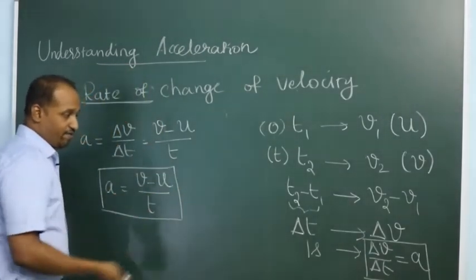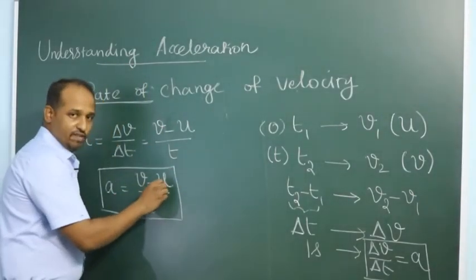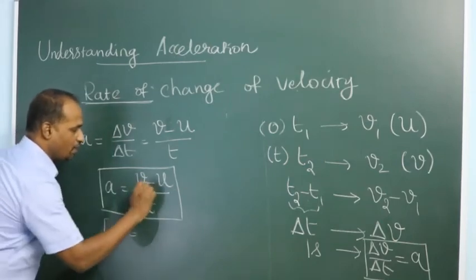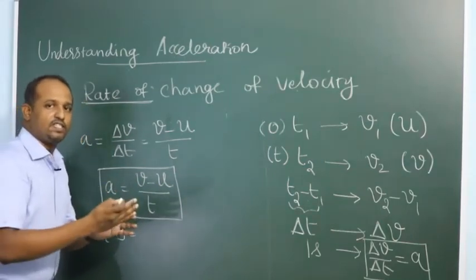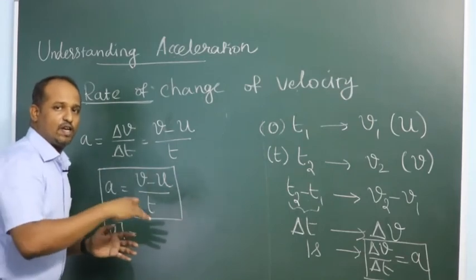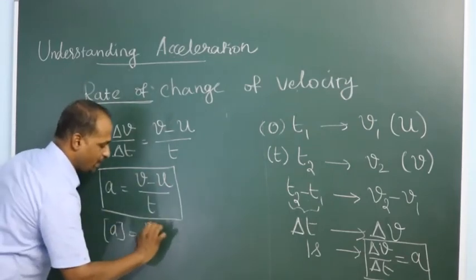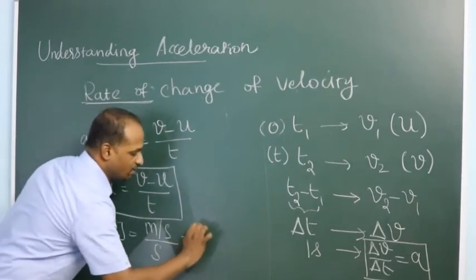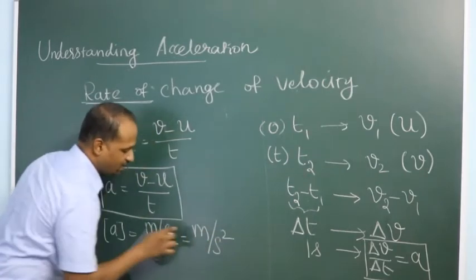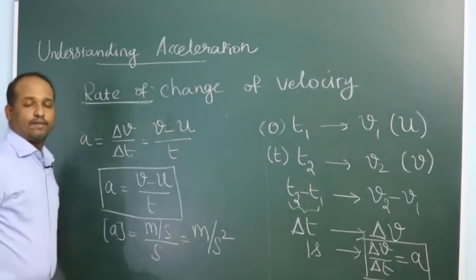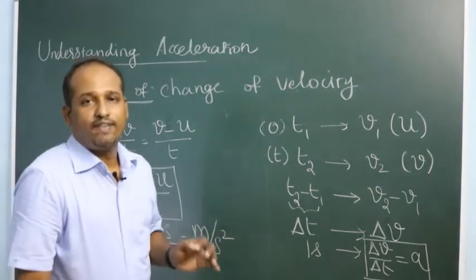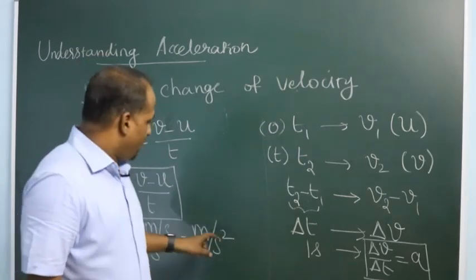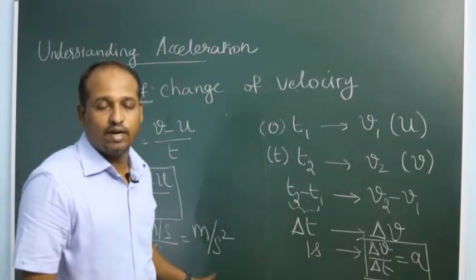So just like the previous example, there velocity is given in meter per second. So the unit of acceleration is the unit of change in velocity. If velocity's unit is meter per second, change in velocity is also meter per second. So it is meter per second divided by time taken in seconds. In SI system, the second comes down, so second square. In SI system, the unit of acceleration is meter per second square. In CGS system, it is centimeter per second square.